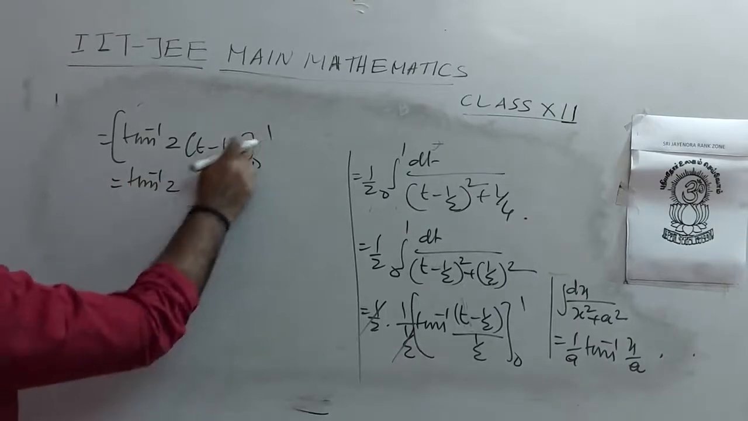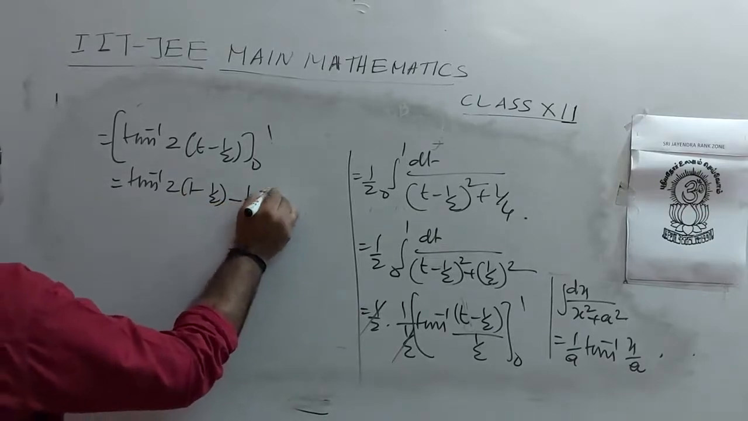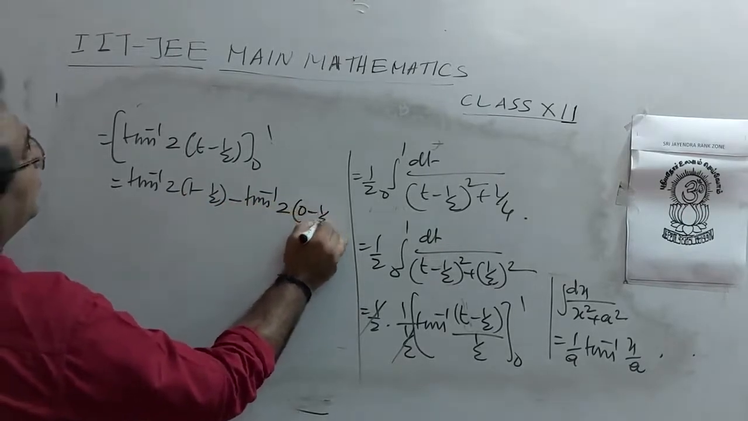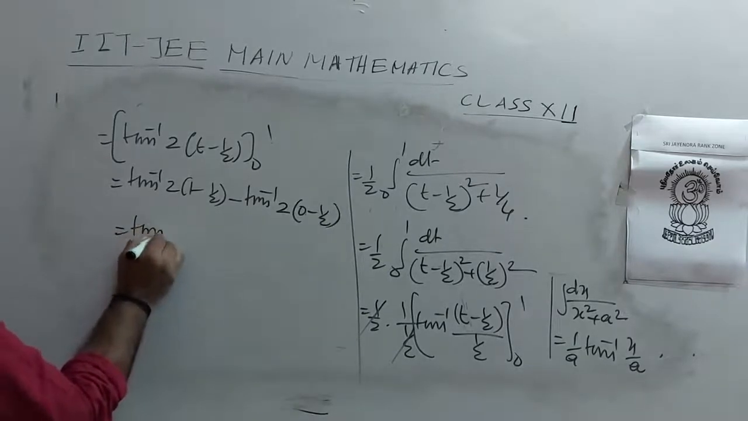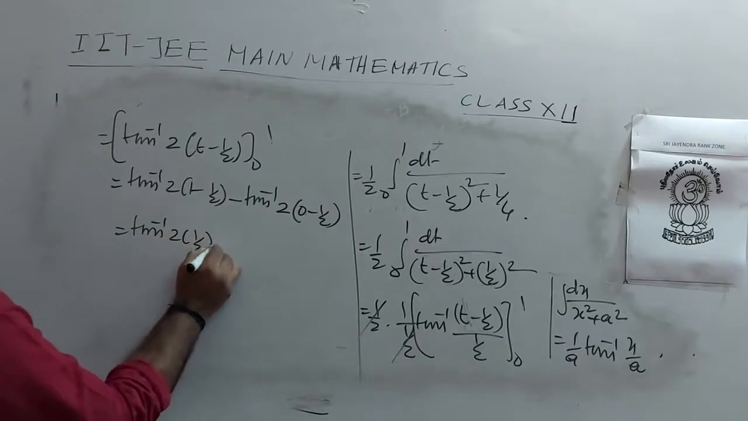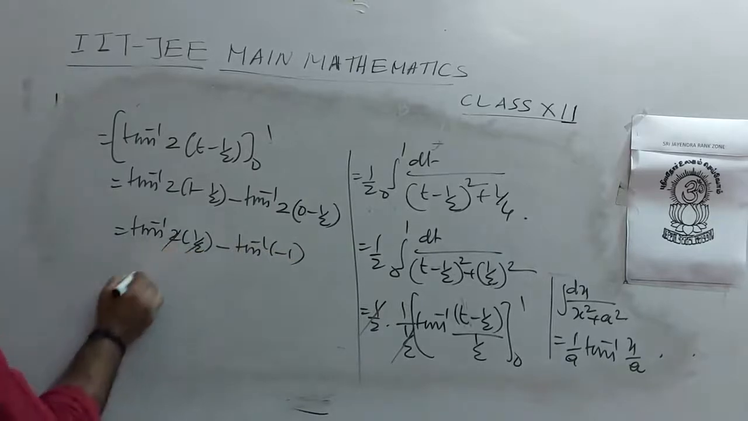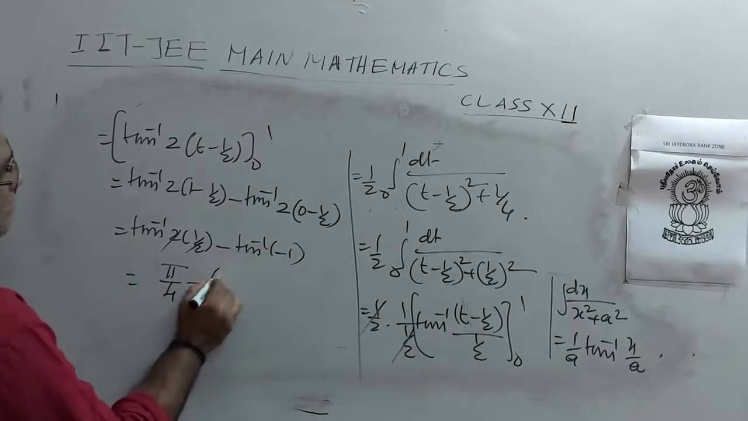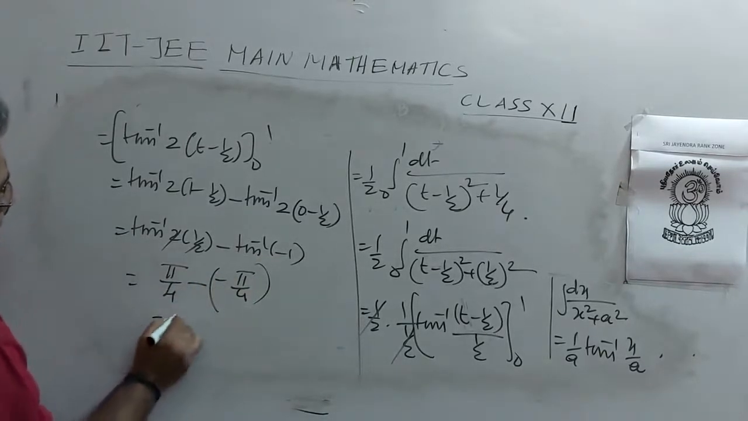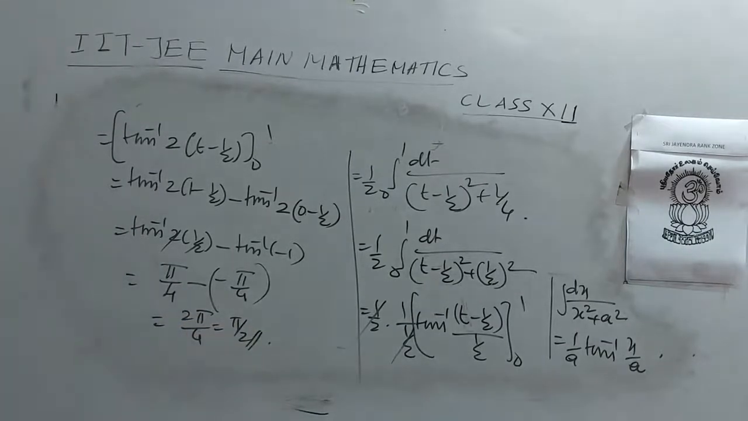Tan inverse of 2 into 1 minus half, minus tan inverse of 2 into 0 minus half. So tan inverse of 1 minus tan inverse of minus 1. Tan inverse of 1 means pi by 4, minus tan inverse of minus 1 means minus pi by 4. That is 2 pi by 4. Answer is pi by 2.